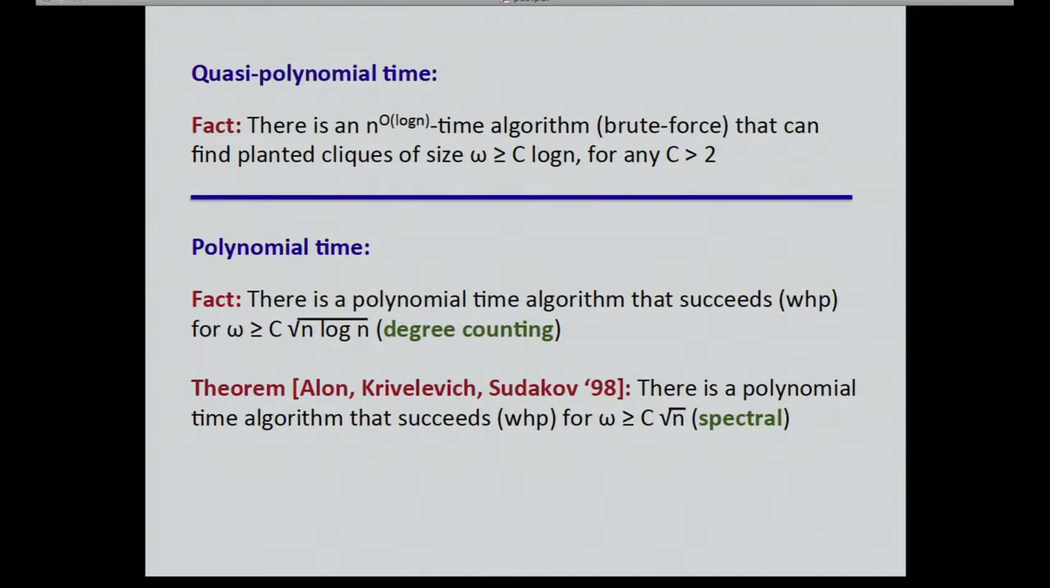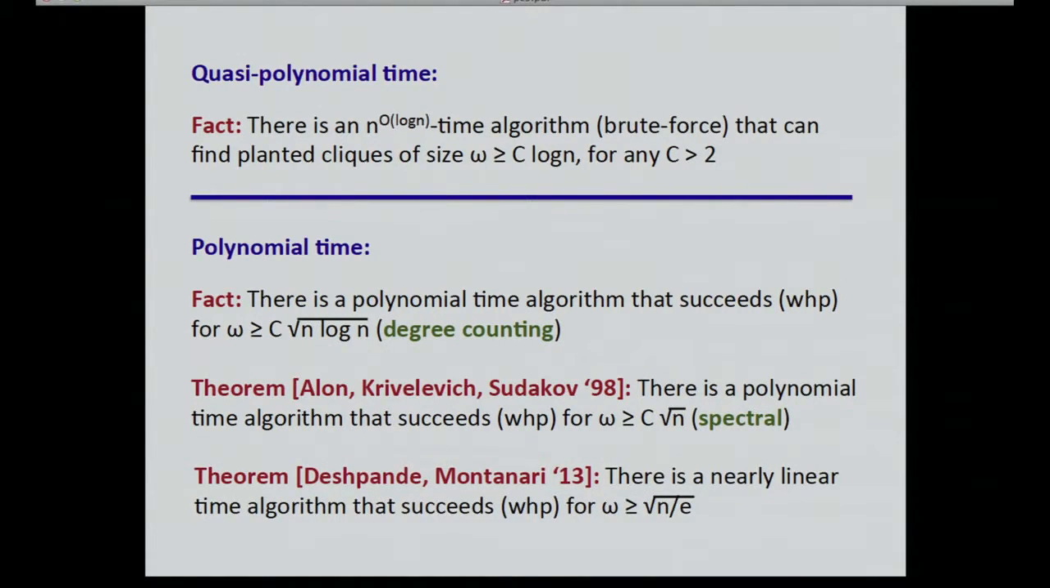So it turns out that you can actually shave this extra root log factor using spectral techniques. So Alon, Krivelevich, and Sudakov gave a polynomial time algorithm that succeeds as long as omega, the size of your planted clique, is at least c times root n for some constant c. And I should mention that there's actually a hybrid approach where you can do a little bit of brute force search by brute forcing for a constant number of vertices and then conditioning on their neighborhood, which allows you to actually prune this constant down to any small constant you want, but you pay a huge price in the polynomial in your running time for your algorithm.